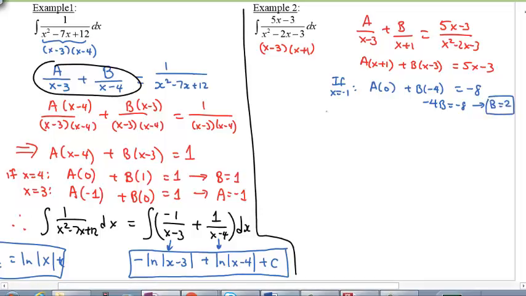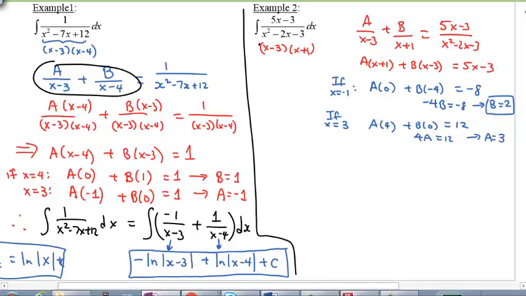Nice. Do the same thing now if x equals 3. A times 4 plus B times 0. 5 times 3 is 15, minus 3 is 12. 4A equals 12. A equals positive 3.